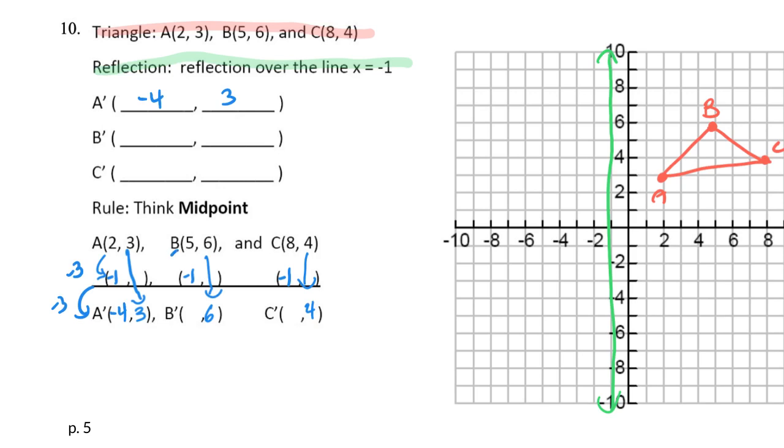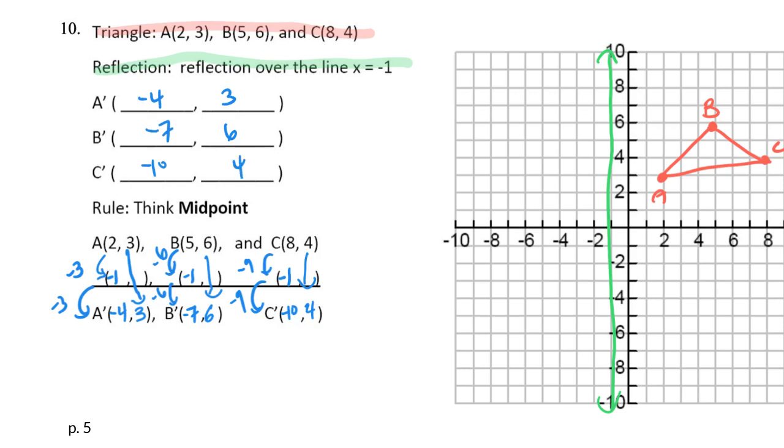So to get from 5 to -1, our pre-image to our central line, we have to subtract 6. So I have to subtract 6 once again to get from my central line to my image point. So this should be -7, 6. And then finally, for C to C prime, let me just write this down. From C to C prime, I need to subtract 9 to get from my pre-image to my central line. So to get from my central line to my image point, I need to subtract 9 again. So that gives us -10, 4.